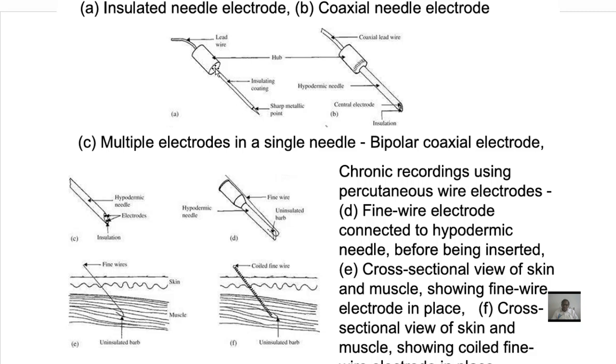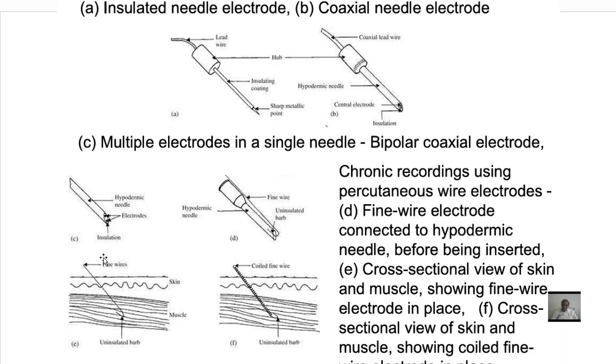Next, this needle is insulated by a coating. This is the tip and this connection is the lead wire for connection. So this is the coaxial needle wire. Next, the C1, multiple electrodes in a single needle. Many electrodes are available in a single needle. That is why it's called multiple electrodes in a single needle. Here we have the bipolar coaxial electrode. That is for harmonic recordings using percutaneous wire electrodes.